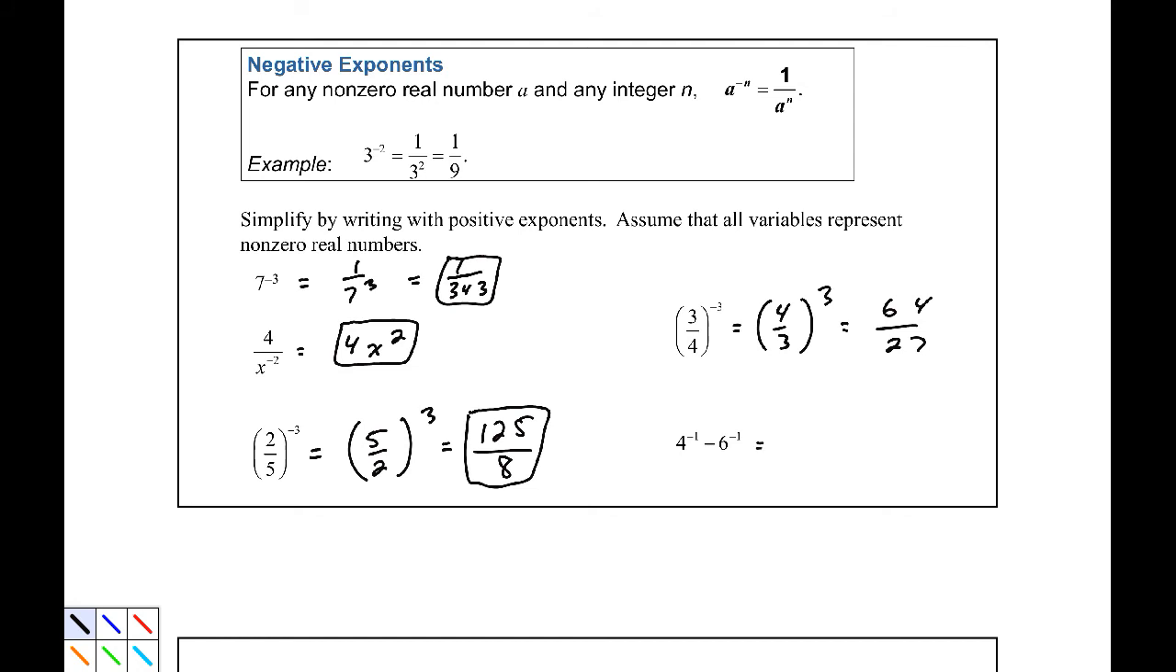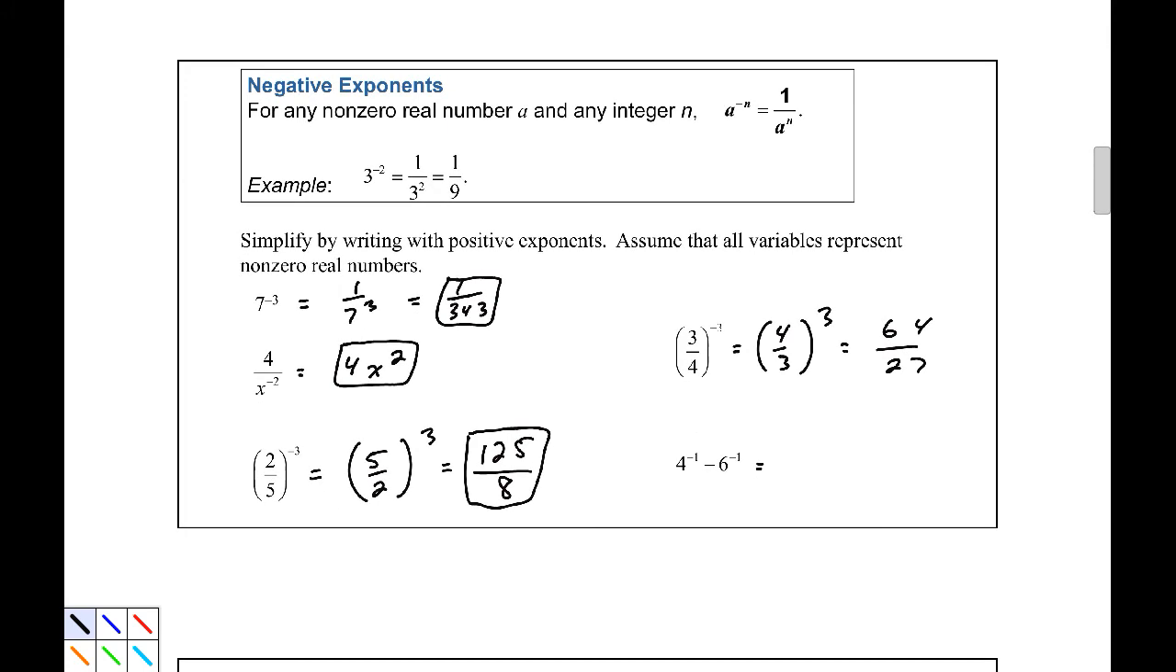Next we have 4 to the negative first minus 6 to the negative first. Well, because we're subtracting there, we can't simplify too much, but 4 to the negative first would be 1/4 minus 6 to the negative first would be 1/6. Well, let's get common denominators here. We'll multiply the first by 6/6 and the second by 4/4, so that we have 6/24 minus 4/24, which would be 2/24, which reduces to 1/12.